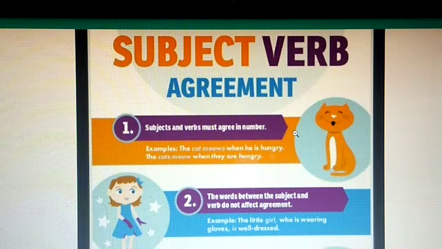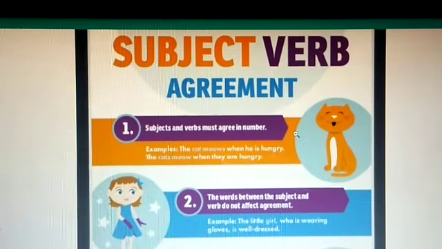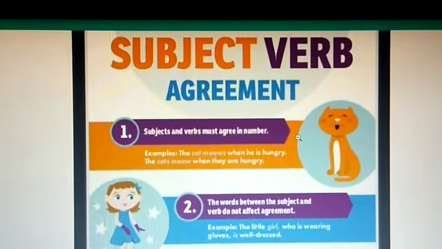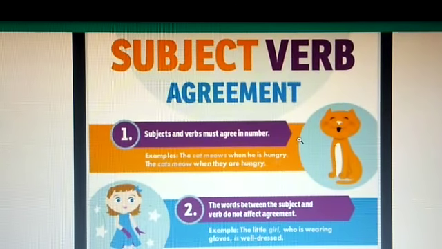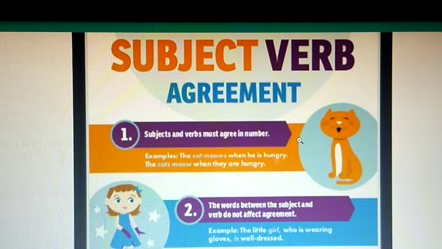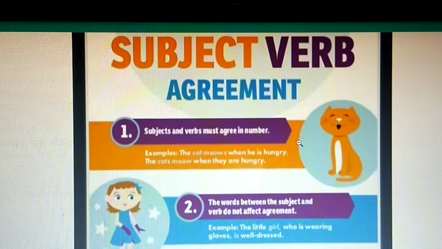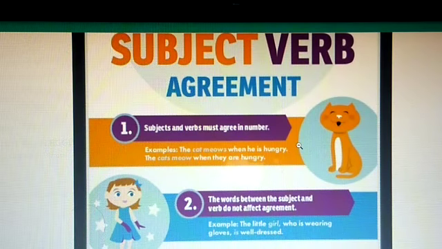There are more than 20 rules of subject-verb agreement. We shall see them one by one. First one, subjects and verbs must agree in number. So you see the example, then you will understand. Subject and verbs must agree in number. That means this is the cornerstone rule that forms the background of the concept. It's a very important rule. It forms the background of the main concept, subject-verb agreement.